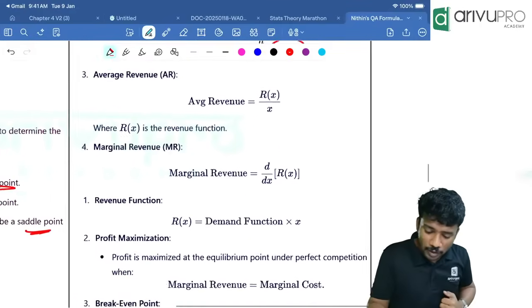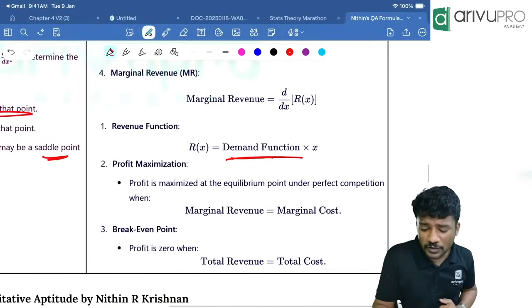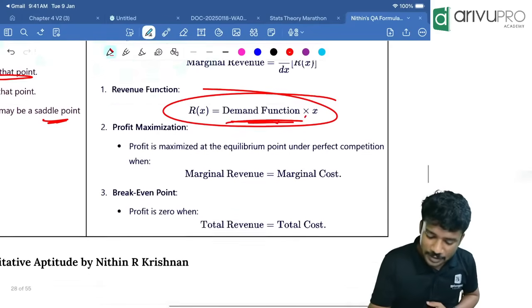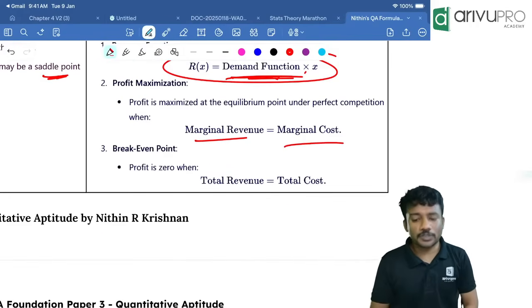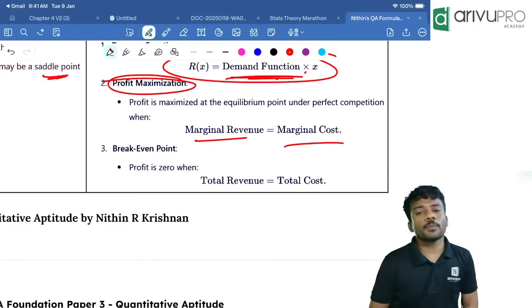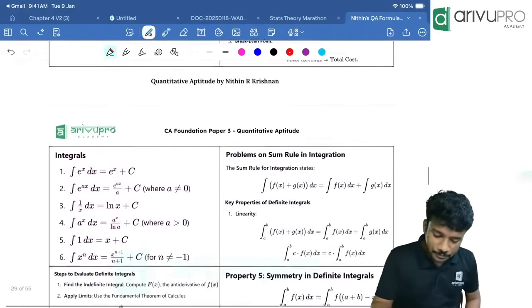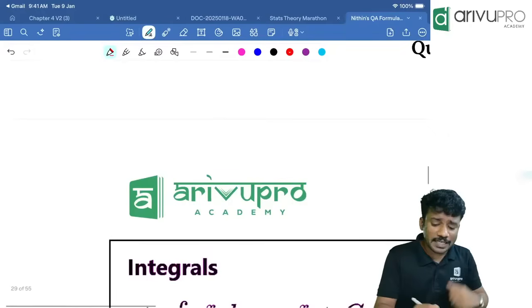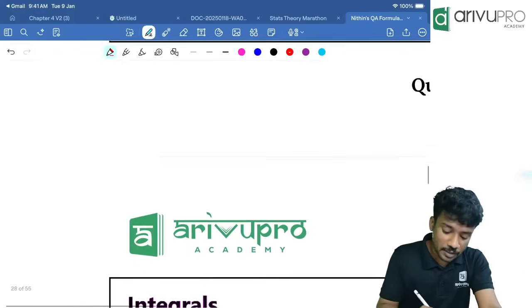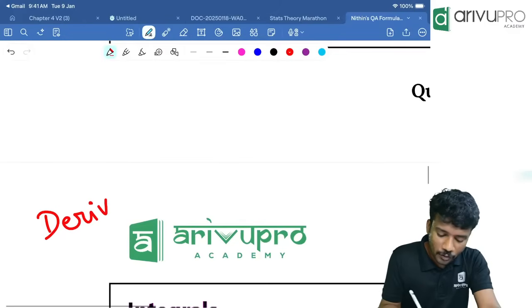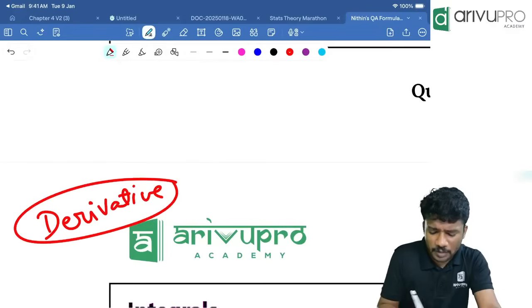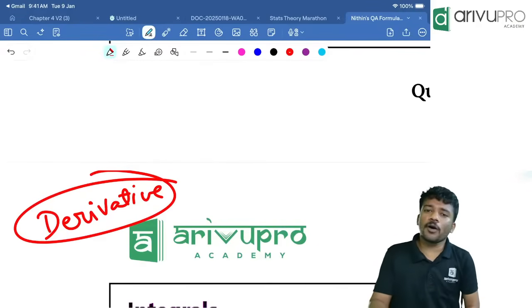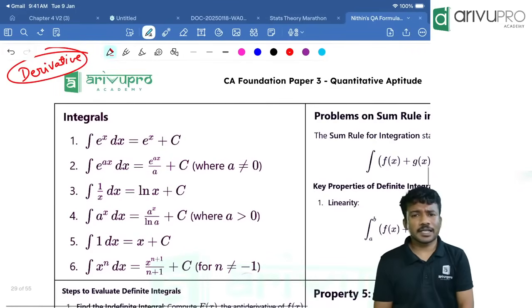Direct question. Then what are we going to do? The revenue function can be expressed in terms of the demand function, that is nothing but demand function into x. Then people, marginal revenue is equal to marginal cost for what? For profit maximization. Now integration, we have some formulas. Then people, what is the formula for finding the slope of a tangent? You need to take the derivative. If you take the derivative of the function or the curve given, you will get the slope of that curve, or the tangent.